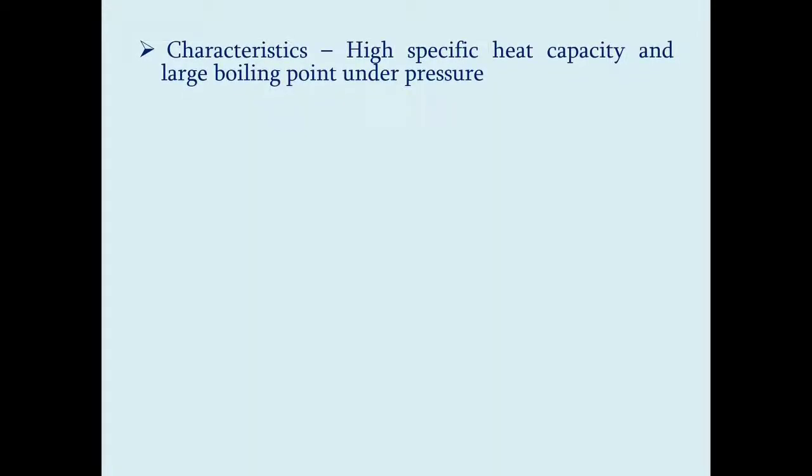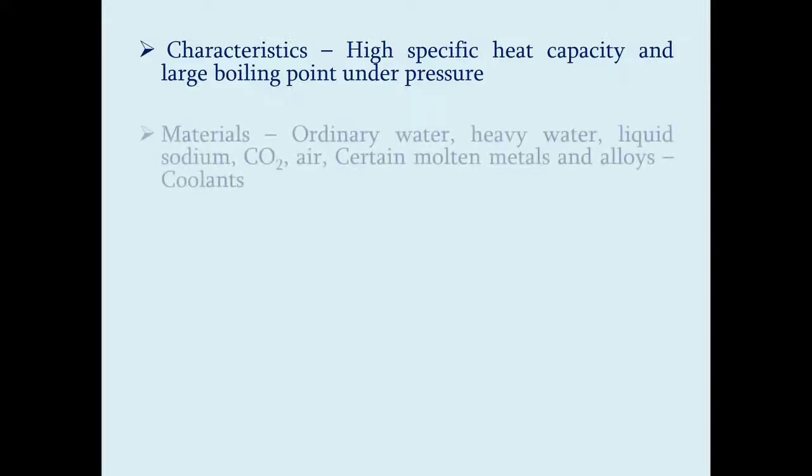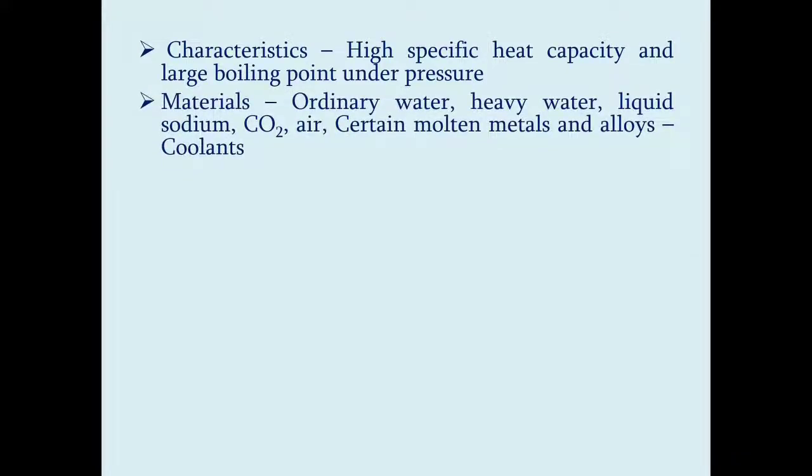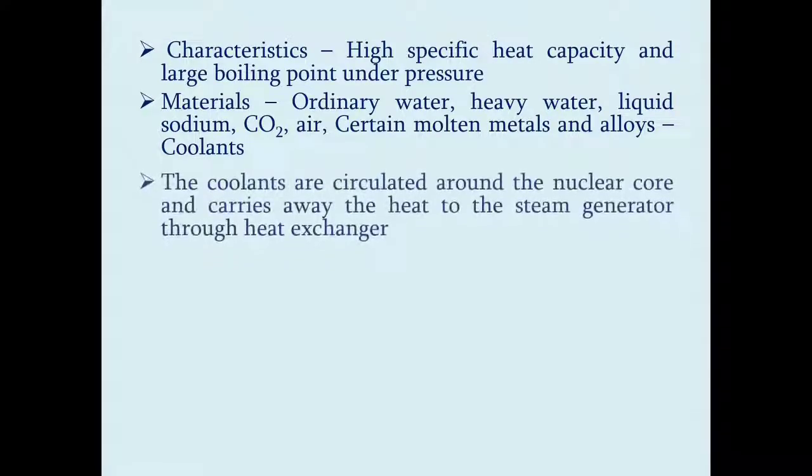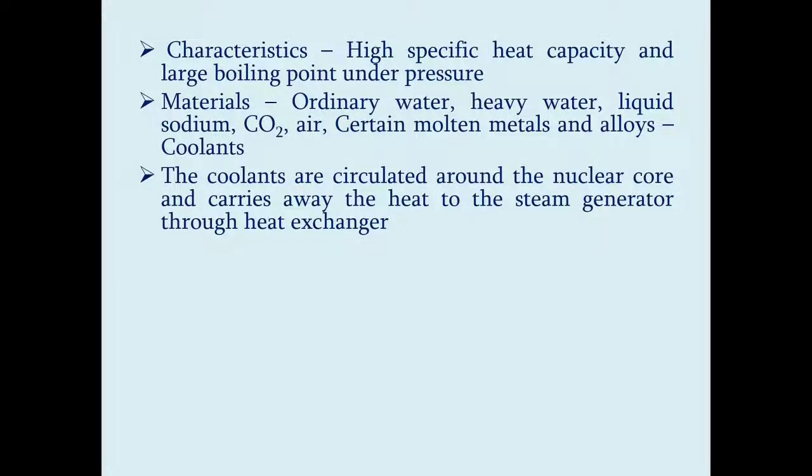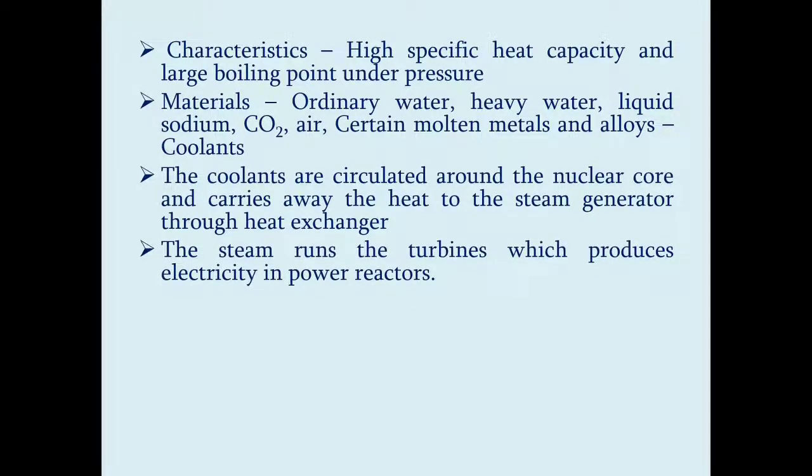The cooling liquids used here should have high specific heat capacity, so they take more energy to go from one state to another, and they should have a large boiling point under pressure. Usually ordinary water, heavy water, liquid sodium, carbon dioxide, air, and certain molten metals and alloys are used as coolants, which are circulated continuously over the nuclear reactor core, where they take that excess energy to a steam generator, and this steam generator is connected to a turbine which produces electricity in power reactors.